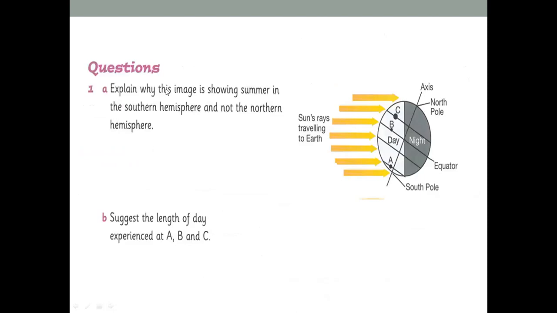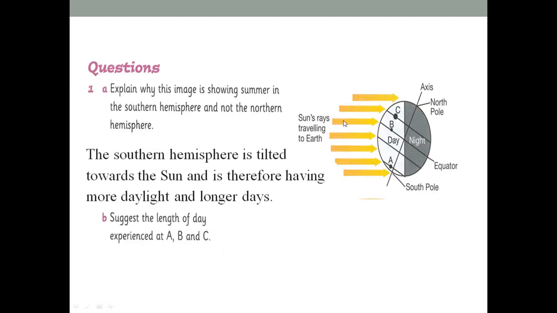Okay, question answer. Explain why this image is showing summer in the Southern Hemisphere. Where is the Southern Hemisphere? You can see it. So what's the reason? The Southern Hemisphere is tilted toward the sun and is therefore having more daylight, the longer days.